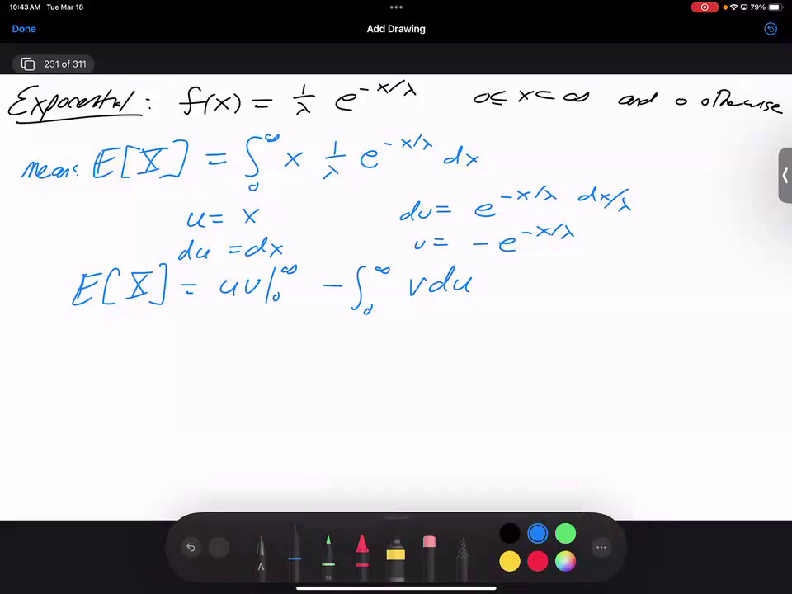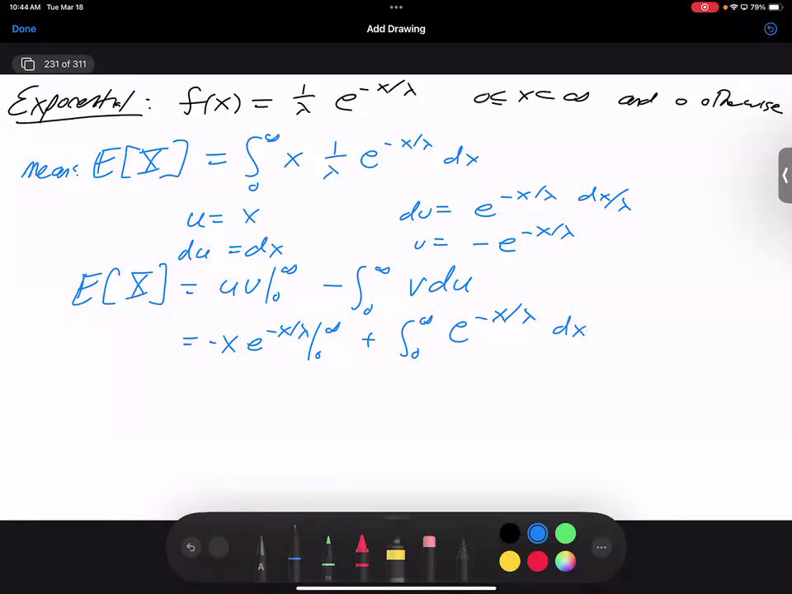All right, so if I plug things in, I now get x times v, which is negative e to the minus x over lambda, from 0 to infinity. The negative and a negative is a positive. Integrate from 0 to infinity v du. That's going to be e to the negative x over lambda dx. Okay, when x equals 0, x e to the negative x over lambda is 0. When x equals infinity, well, the x is going to infinity, but the exponential is going to 0 a lot faster. E to the negative x over lambda is going to 0 very rapidly. So this term is going to be 0.